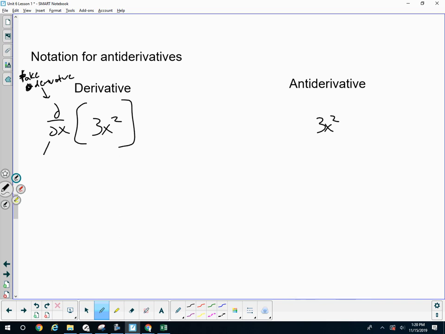Take the derivative. And the dx stood for "with respect to x." The goal was to find the change in y over change in x, but this also means with respect to x. And you would take the derivative using your derivative rules, you'd get 6x.